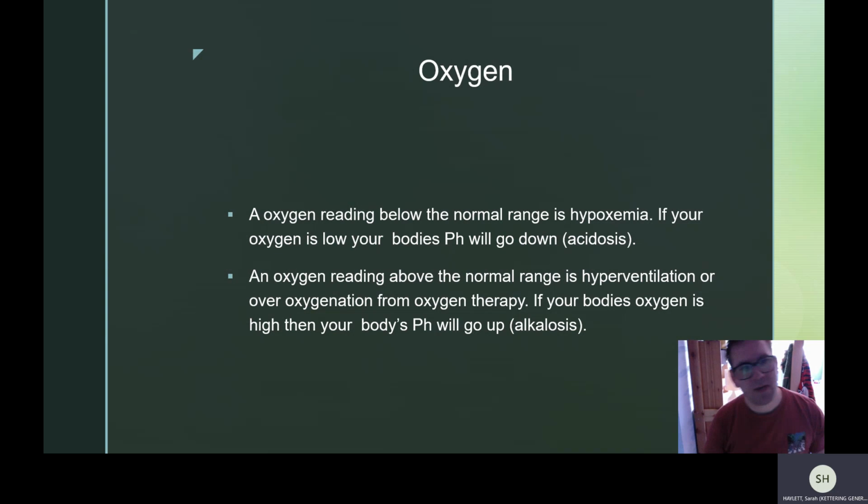So oxygen. An oxygen reading below the normal range is described as hypoxemia. If your oxygen is low, your body's pH will generally go down, provided that it's an acute thing, not a chronic thing. That's important to remember. An oxygen reading above the normal range is usually secondary to hyperventilation or over-oxygenation from oxygen therapy. If your body's oxygen is high, then your body's pH will tend to go up, causing alkalosis.